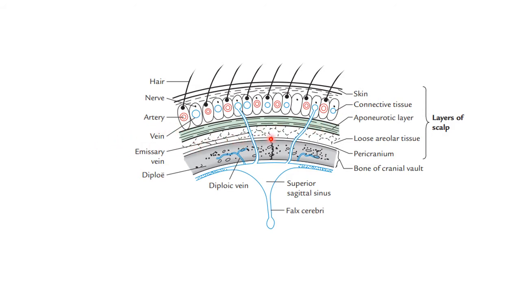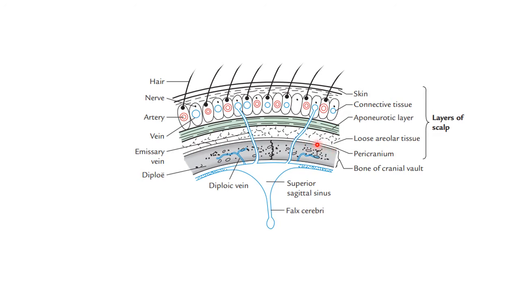Next is the loose areolar tissue. As the name indicates, this layer is made up of loose areolar tissue. This layer has emissary veins which connect the scalp to the intracranial dural sinuses. Then comes the next layer, that is called the pericranium. This is the fifth layer of the scalp, formed by the periosteum of the bone.